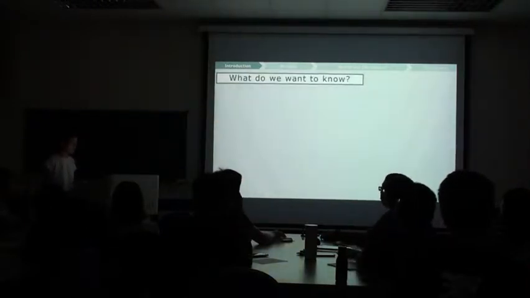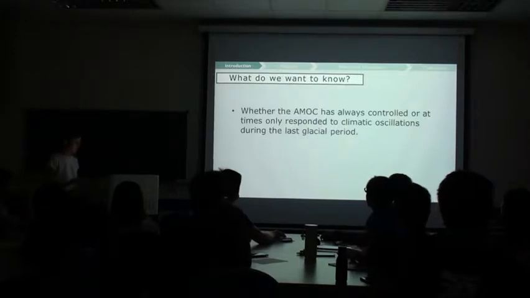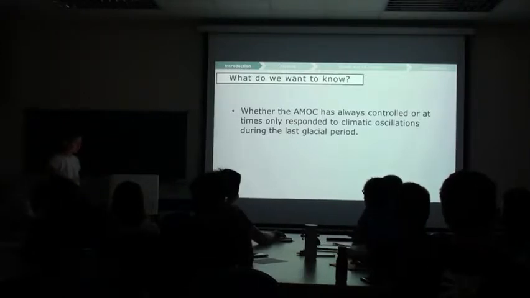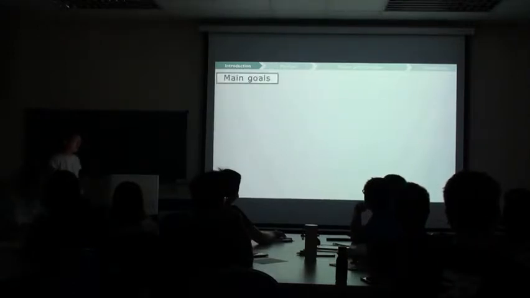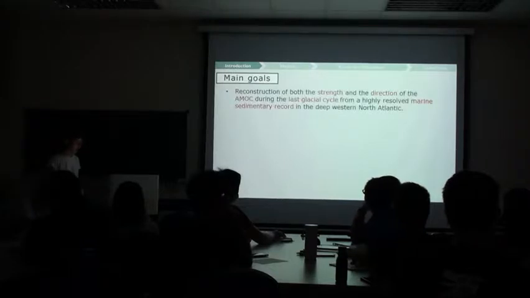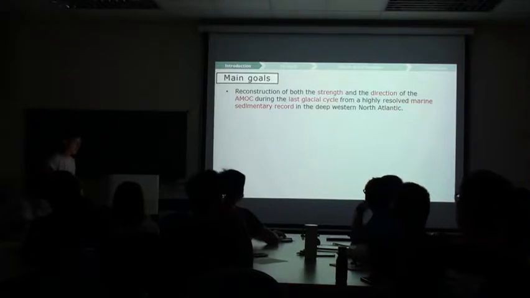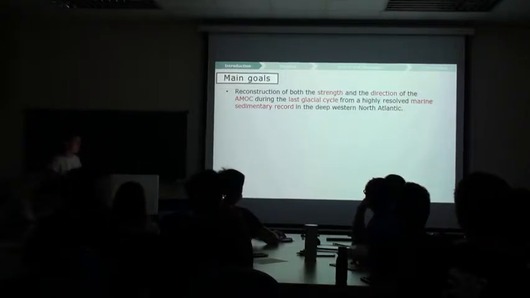So, what do we want to know? We know the AMOC plays a very important role in the climate. The question is whether the AMOC has always controlled the climate or at times only responded to climate oscillation during the last glacial. So our goal is to reconstruct both the strength and the direction of the AMOC during the last glacial cycle, from a high-resolution marine sedimentary record in the deep western North Atlantic.